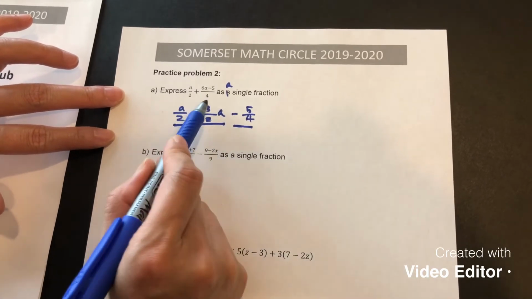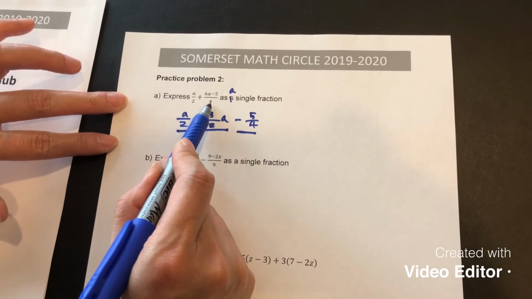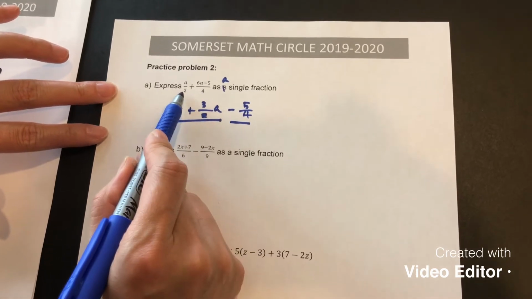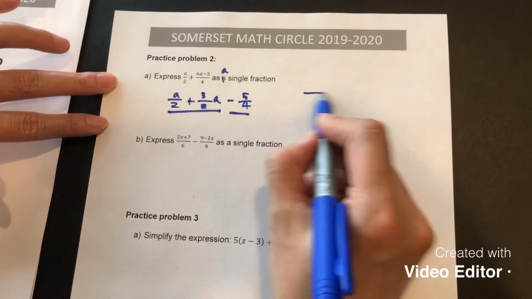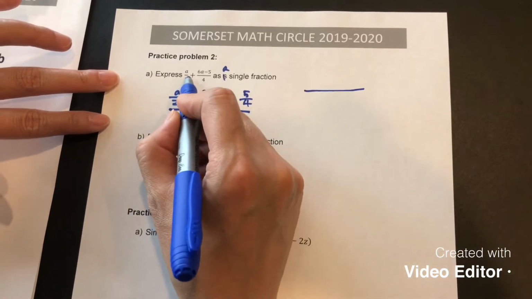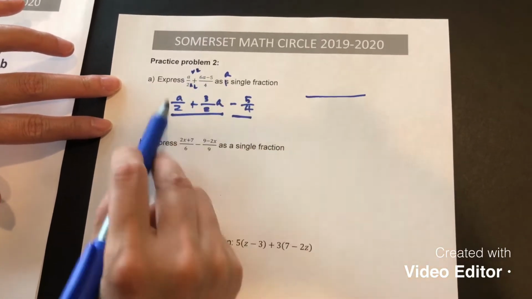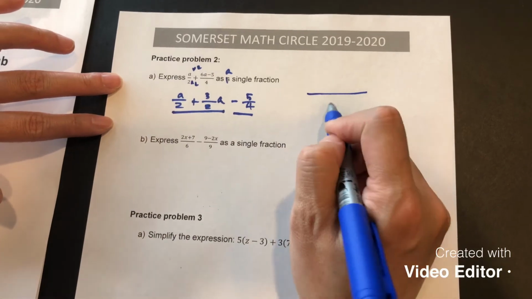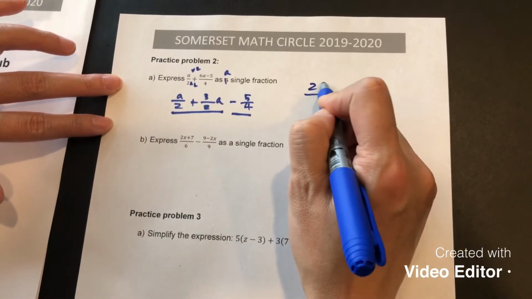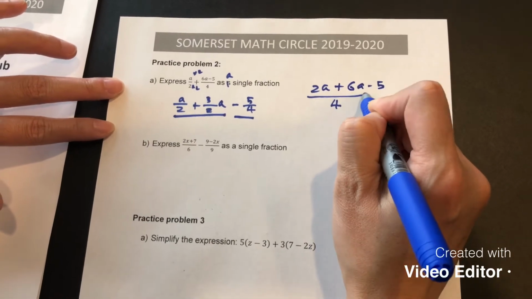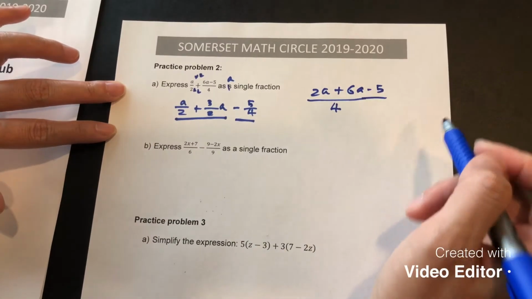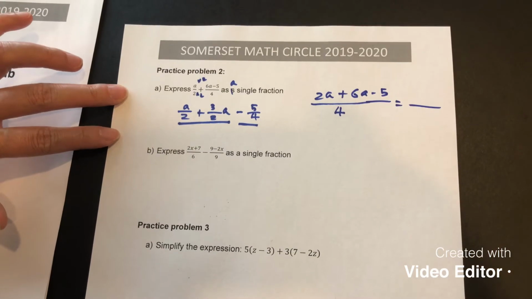Or you could do it as follows. Here the denominator is 4, here the denominator is 2. We can change them into the same. Therefore, the first one you multiply 2 on both numerator and denominator, then it becomes 4. The top is 2a plus 6a minus 5. Collect like terms, then it will give you the final answer.